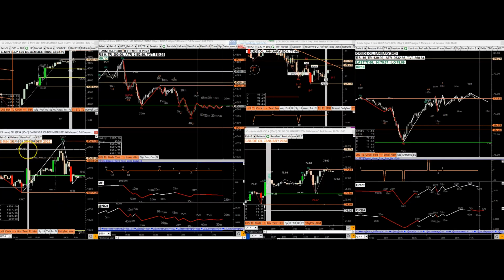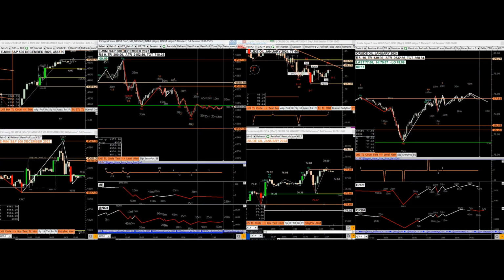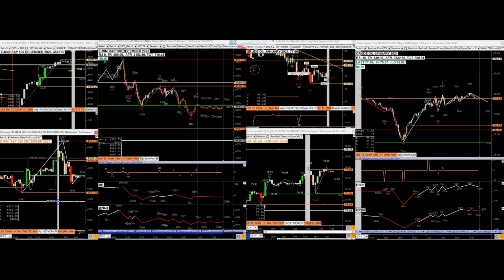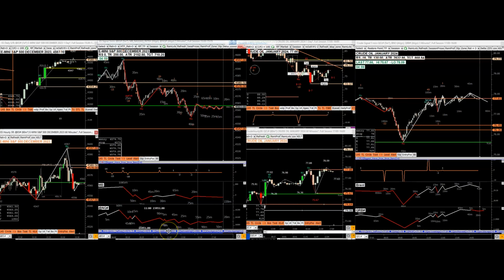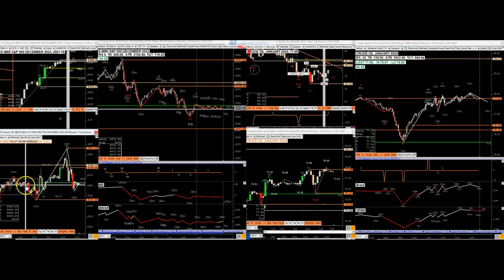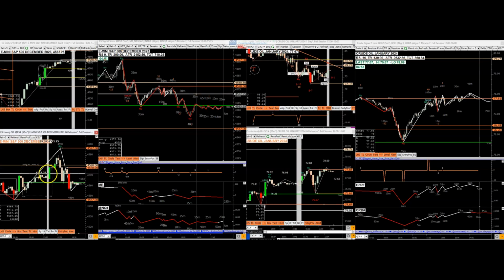So here, I'm going to show both the failures as well as when it worked. So when it worked and when it didn't work, when you have a spring failure and when you have an upthrust failure. So here is the rally on the ES. All right, so here's the rally.